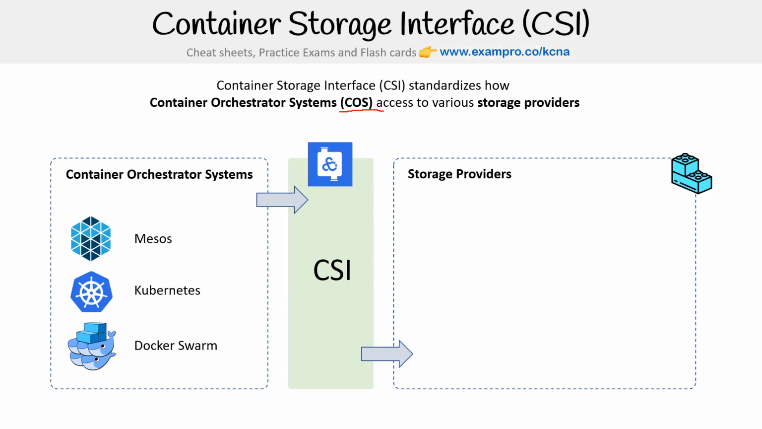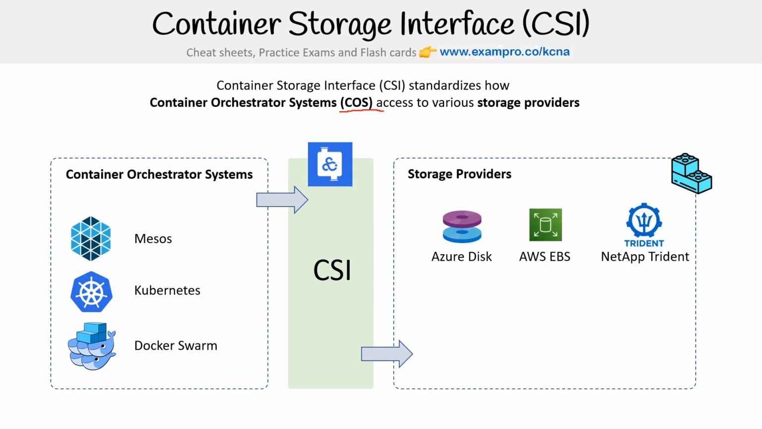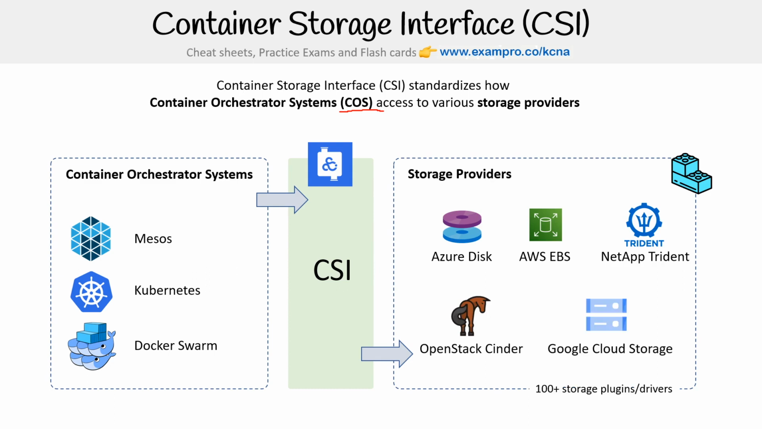So storage providers would be things like Azure Disk, AWS Elastic Block Storage, NetApp Trident, OpenStack Cinder, Google Cloud Storage. There's over 100 plus storage plugin drivers. And so the CSI is essentially what we're using when we are using persistent volumes, okay? Because persistent volumes are pretty much dealing with block storage, and most of these plugins are block storage. I'm sure there's object storage in there as well.